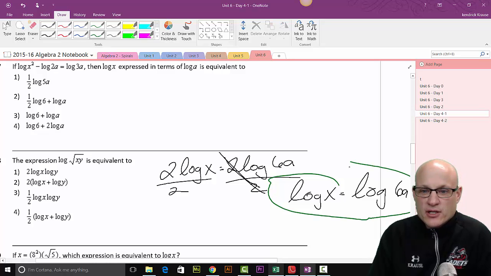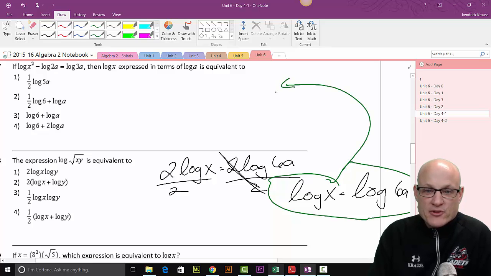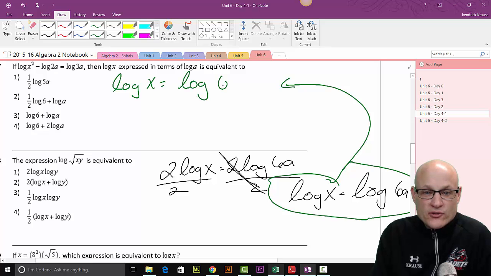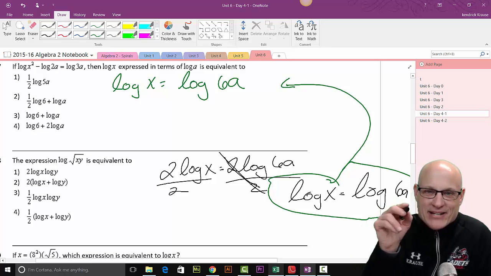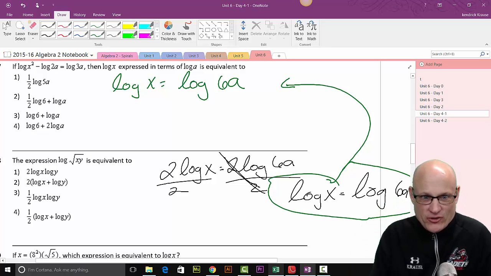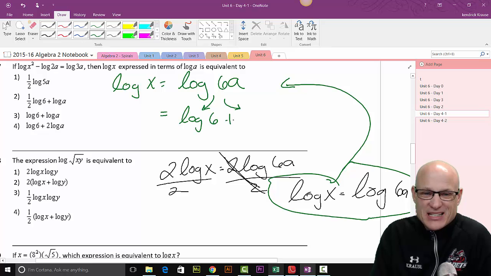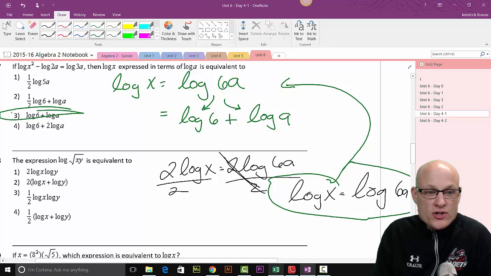All right. So I'm going to have to remember to pop my head over to the other side so you actually see what I'm doing here. But let me pop this back up here. So log of x is equal to the log of 6a. Of course, that's not here. So what they want to do is split this up. So now I'm going to re-split this one up as the log of 6 plus the log of a. And I'll bet that's an answer.